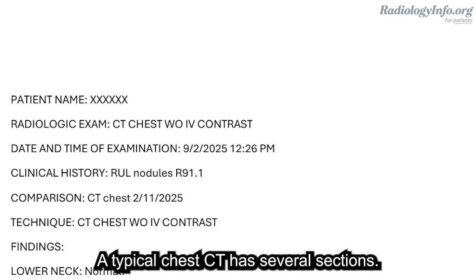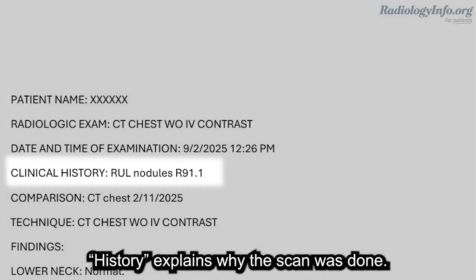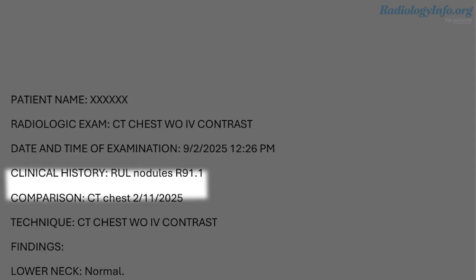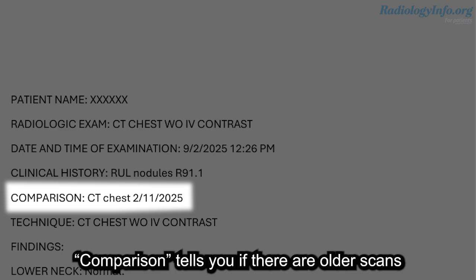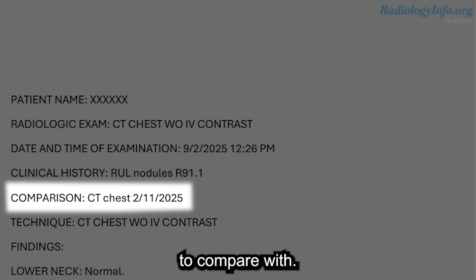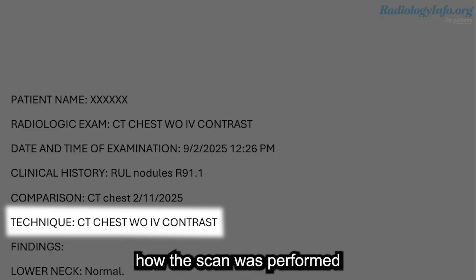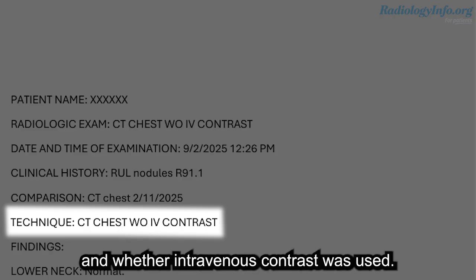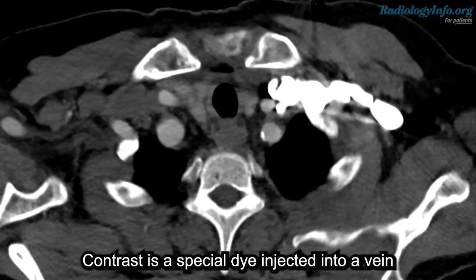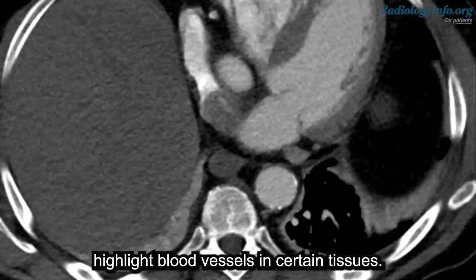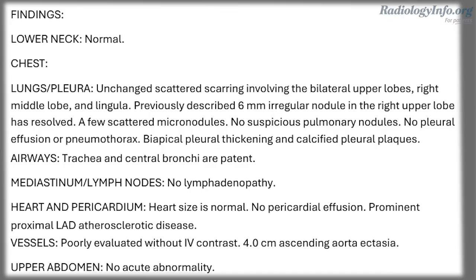A typical chest CT has several sections. History explains why the scan was done. Comparison tells you if there are older scans to compare with. Technique describes how the scan was performed and whether intravenous contrast was used. Contrast is a special dye injected into a vein that helps highlight blood vessels and certain tissues.